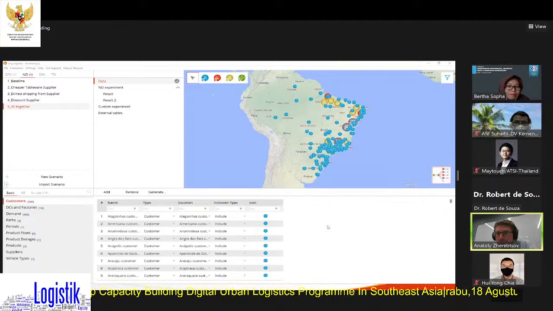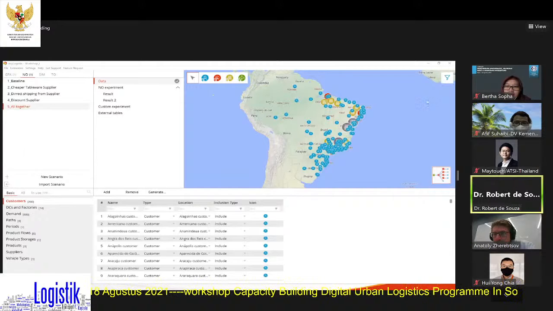And the second question is from Krishna. Okay, this is more on security and asking if there is a certification or license for the application. I guess he's talking, or she's talking, about data. AnyLogistix, is it secure, reliable? Yes.